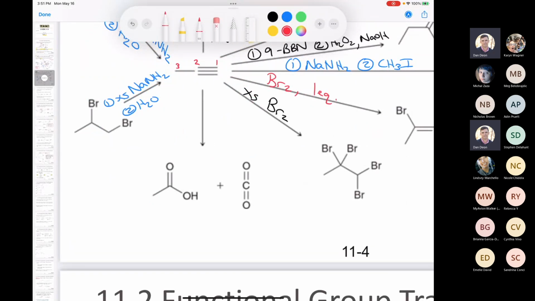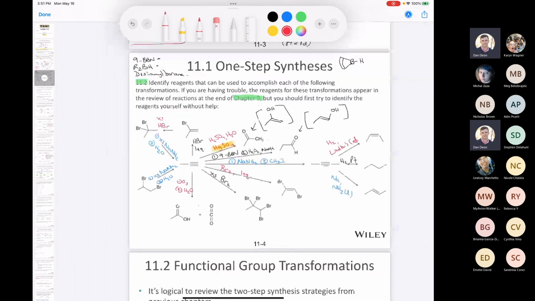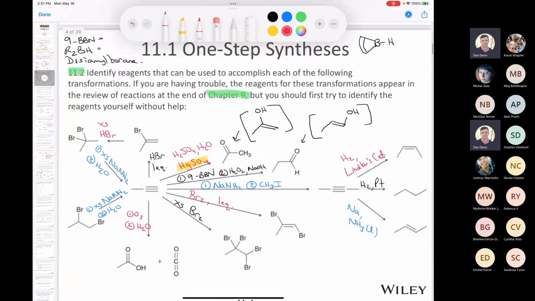So yeah, step 1, O3. Could anybody tell me what the second step in ozonolysis of an alkyne is? Not DMS. H2O. Good. Perfect. Just in plain old H2O. All right. And there we have it.